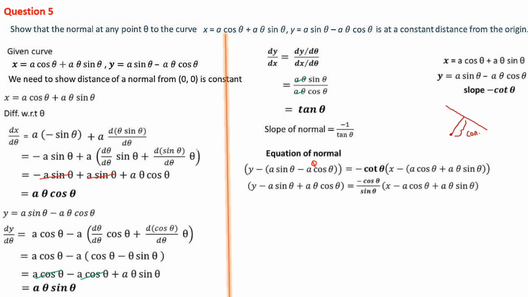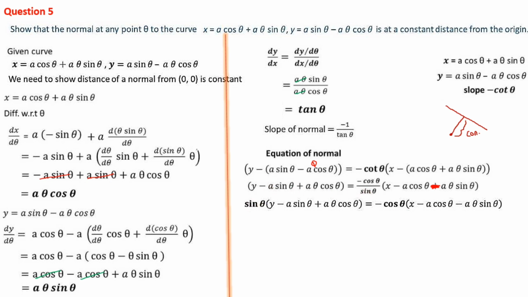Then remove the bracket: y minus a sin theta, then minus into minus plus a theta into cos theta. Then for minus cot theta we can change it in terms of cos and sin. So cot theta is cos theta by sin theta. Then x minus a cos theta, that is written. Then minus into plus, here also there is a sign problem. Minus into plus is minus. Here you have to change it to minus, okay. So x minus a cos theta minus a theta sin theta. Then just cross multiply this one. This sin theta we can multiply here.